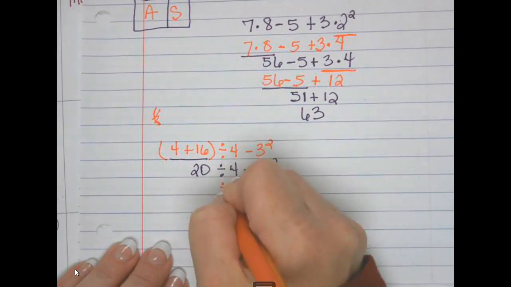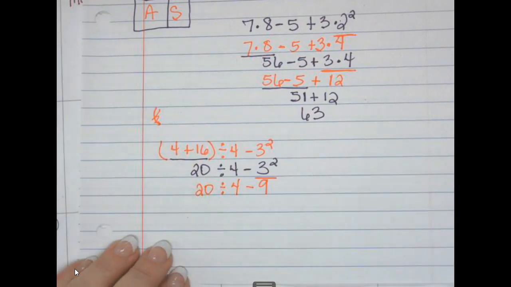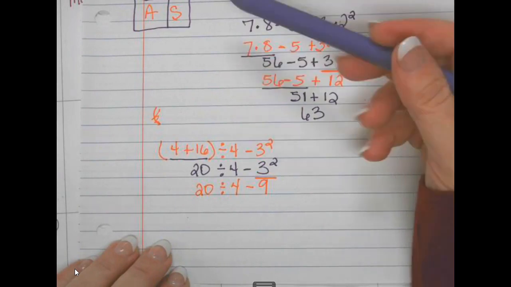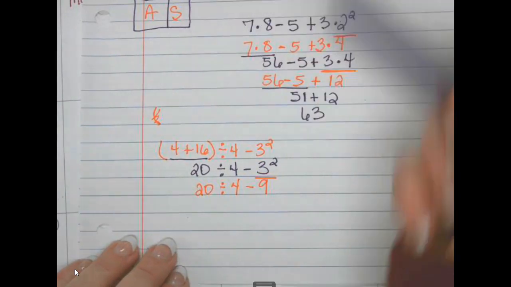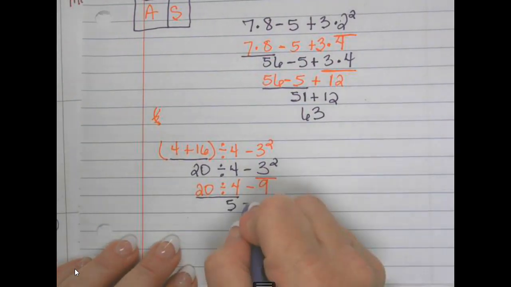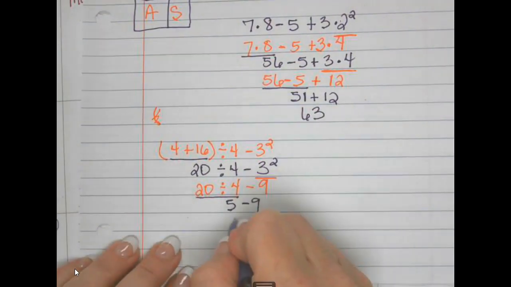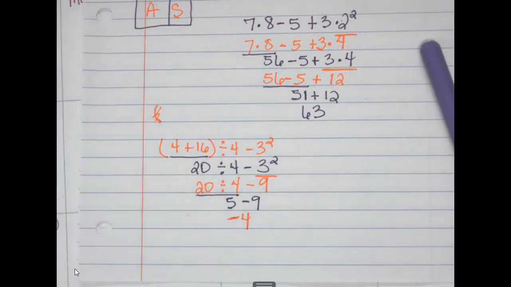4 comes straight down. The division sign comes down. 20 comes straight down. Now, do I have any more exponents? No. Do I have any multiplication or division? Yes. 20 divided by 4 is 5. 5 minus 9. What kind of 4? Negative 4. Negative 4.